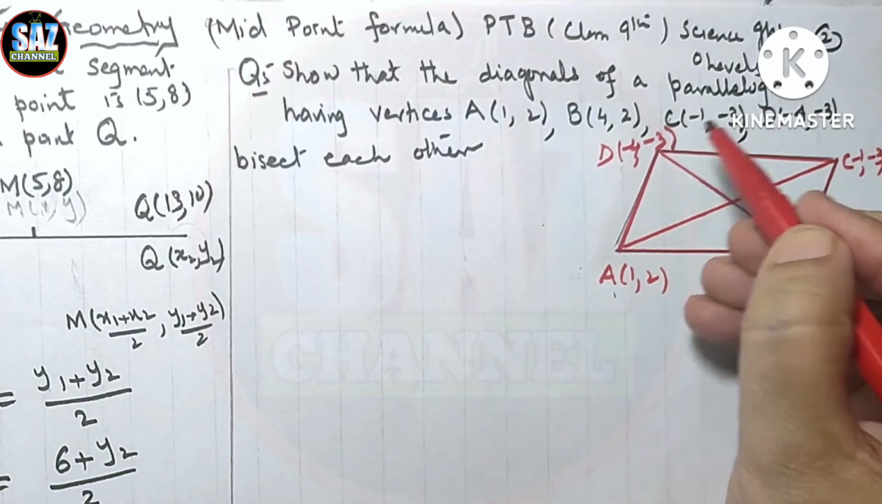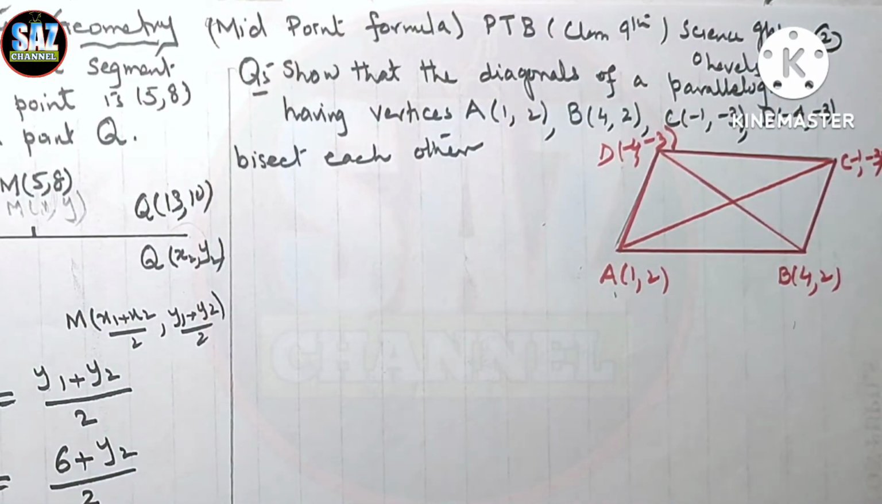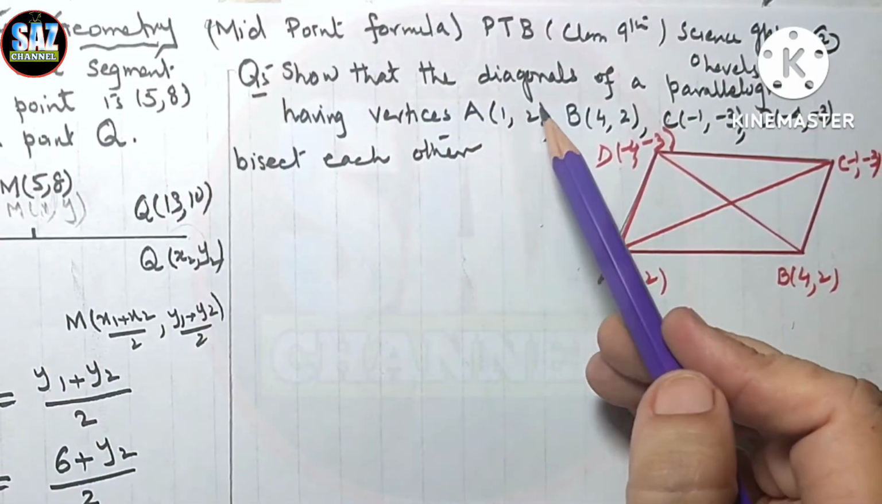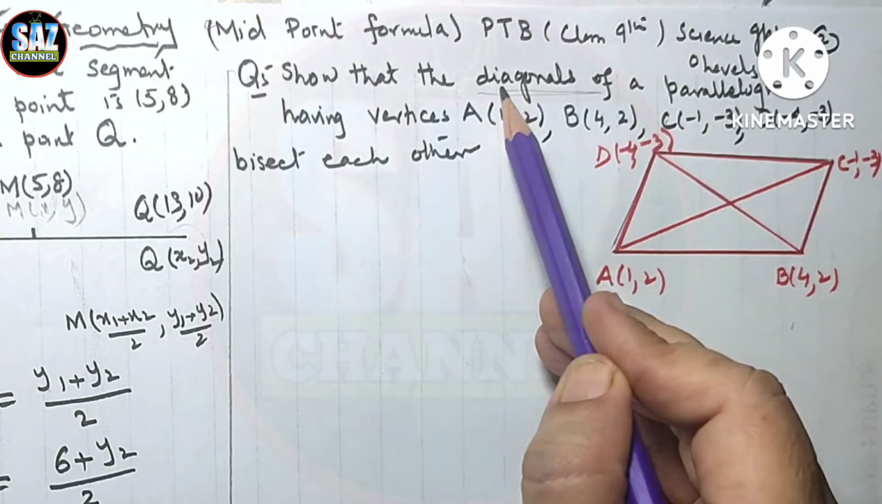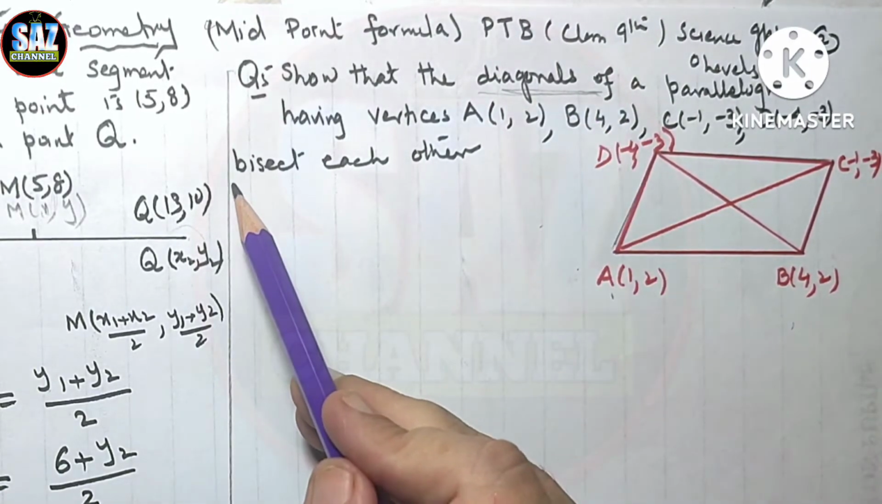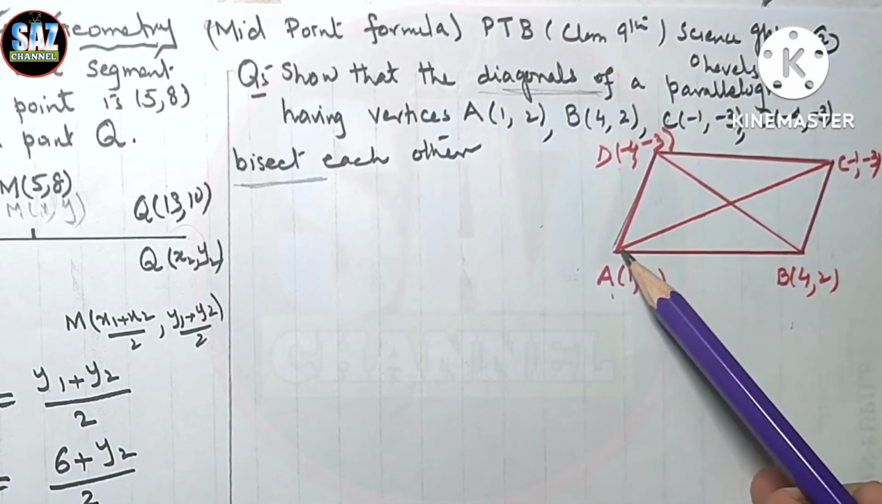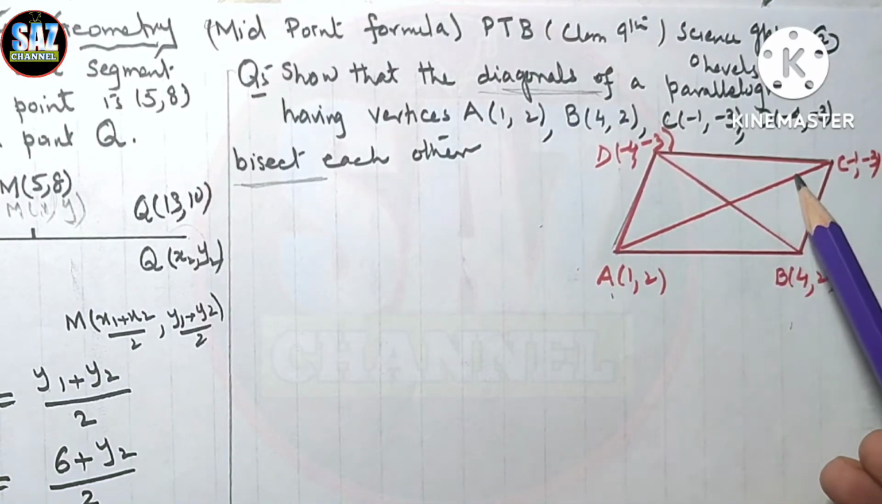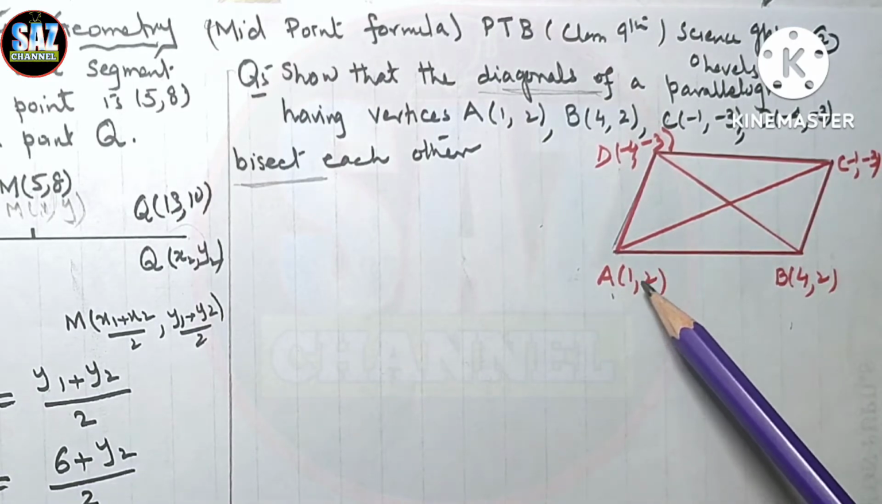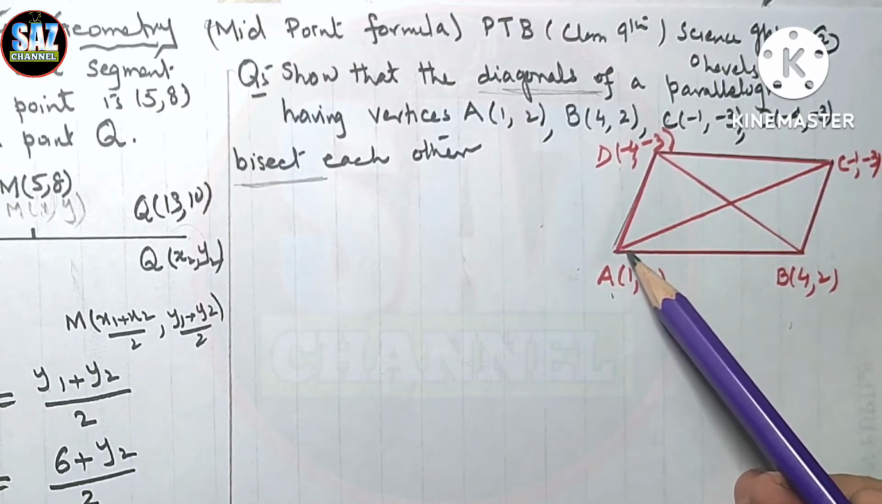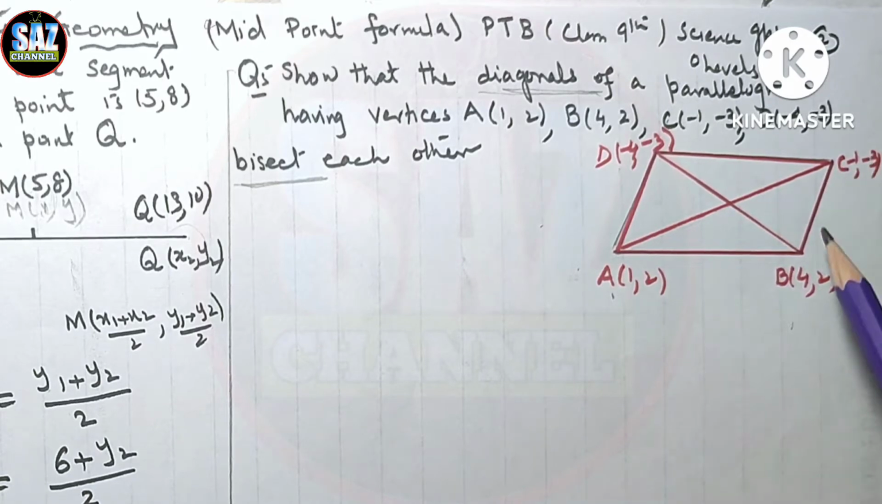Bisect each other. Here we have to understand what the diagonals are, and what is the meaning of the term bisect. A diagonal is the line from one corner to the opposite corner. Like we have two diagonals with us, that is AC diagonal and DB diagonal.